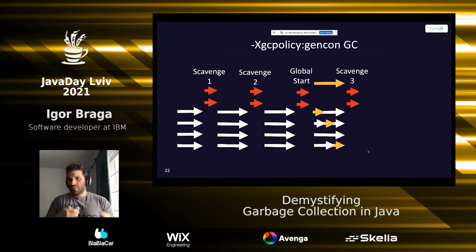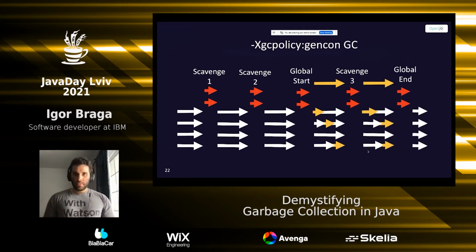And we can have scavenger running at the same time as the global marking phase, because scavenger is only dealing with the new space while global is dealing with the old space. And at the end of the global marking phase, we sweep the old space with the sweep phase, similar to the optthruput policy. So we collect the garbage from the tenure space that way.